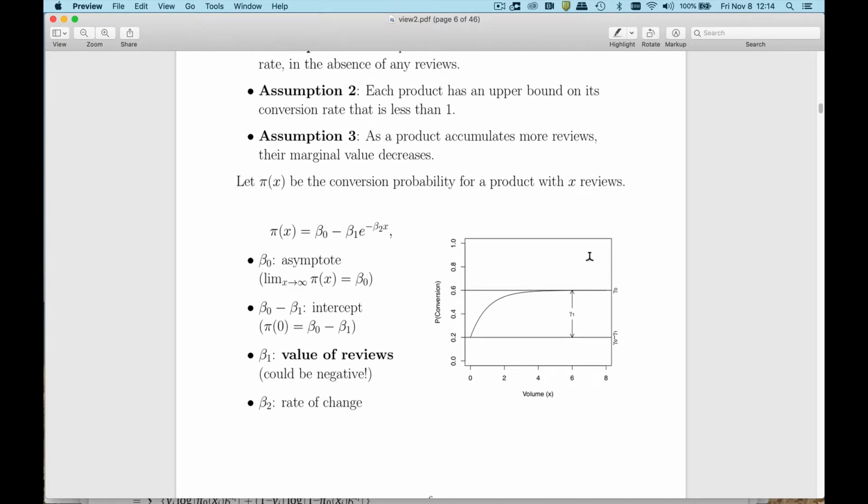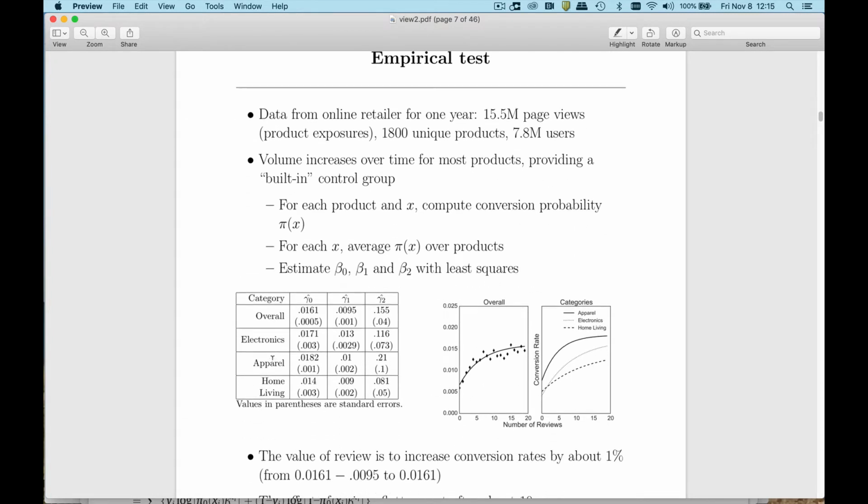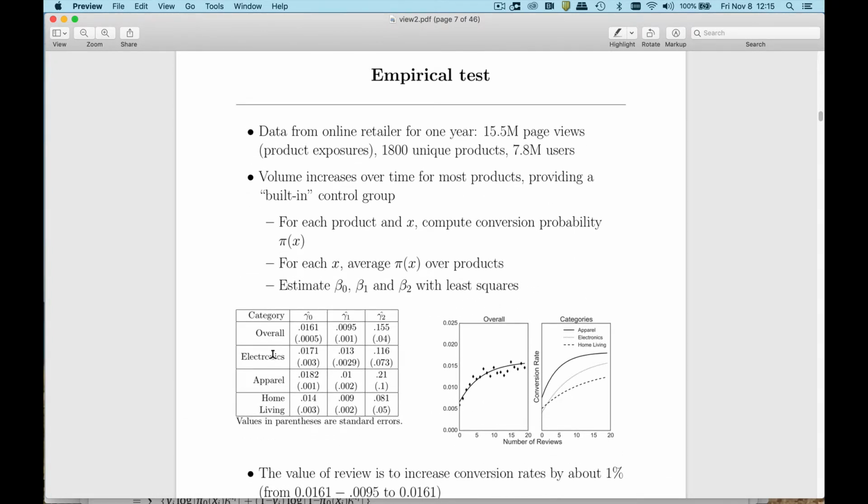So the value of reviews is simply the difference between the conversion rate I have if I have no reviews and the conversion rate I have with an infinite number of reviews. It's shown as gamma 1 here. I changed my notation, that should be beta 1. But beta 1 is then the value of reviews. We actually estimated this with data where we had products and we could follow through their history from when they had no reviews to when they had many reviews.